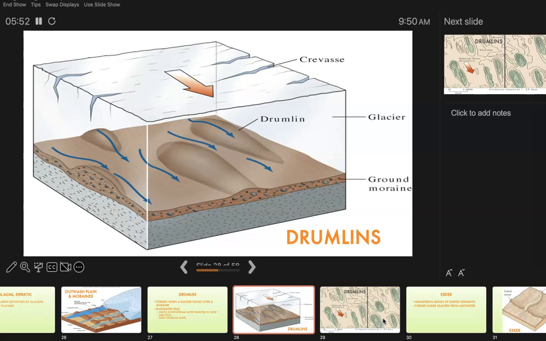So here you see the sloping narrow end is in the direction of flow. They've got all those arrows making sure you know the direction of flow. And then the steeper backside is uphill.